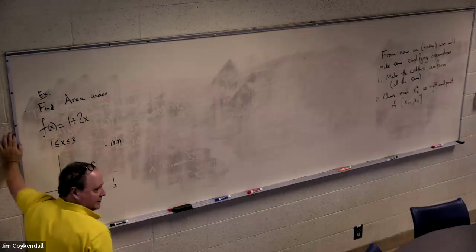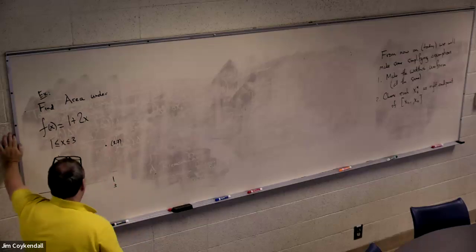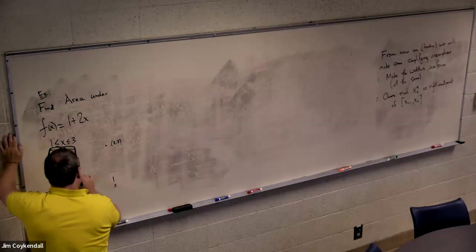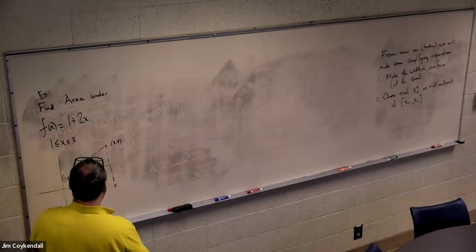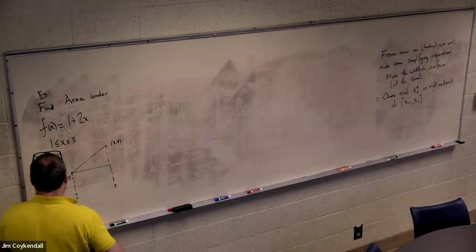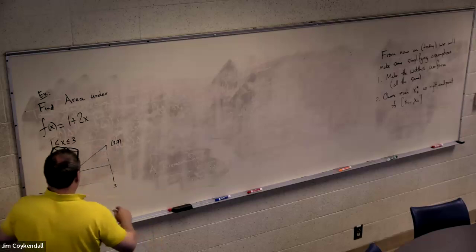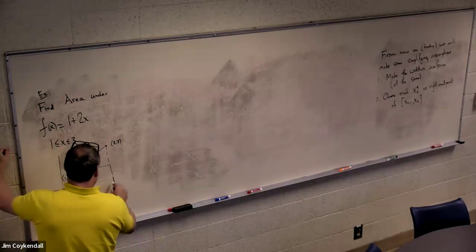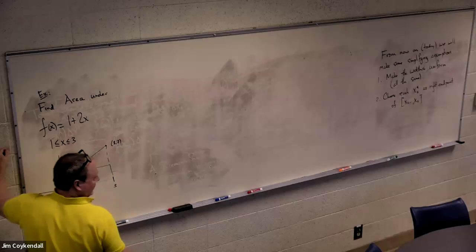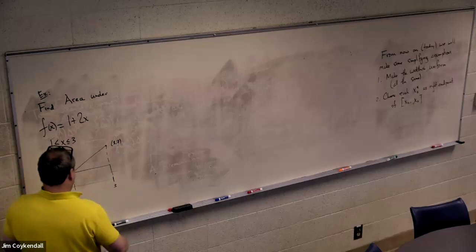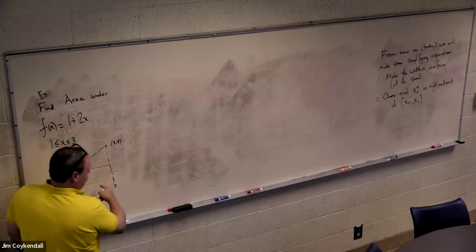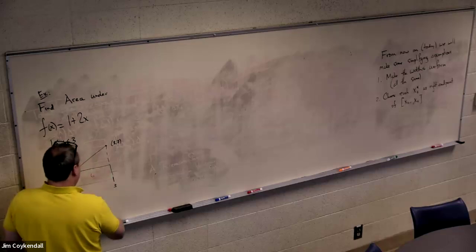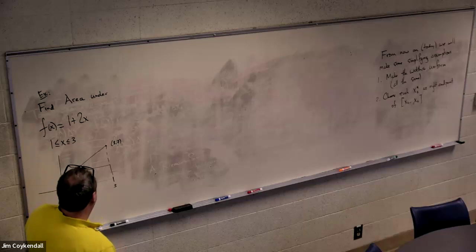I agree with you. So I can figure this out. What I need is this whole area here. I'm going to break this up into a couple of pieces and see what I get. Now this piece down here is a rectangle. What's the width of my rectangle? The width is 2 and the height is 3. So the area of this rectangle should be 6. Agree?